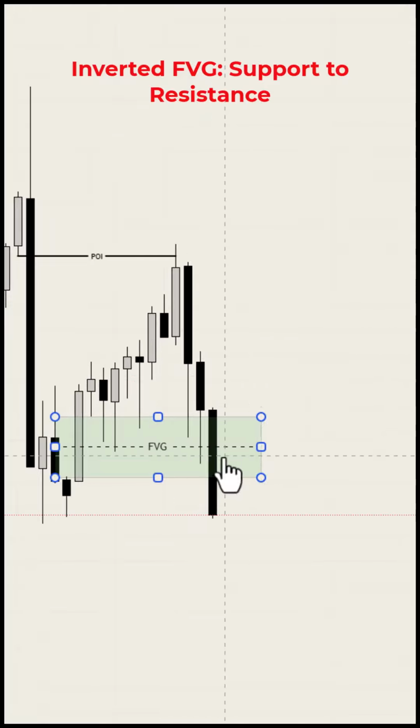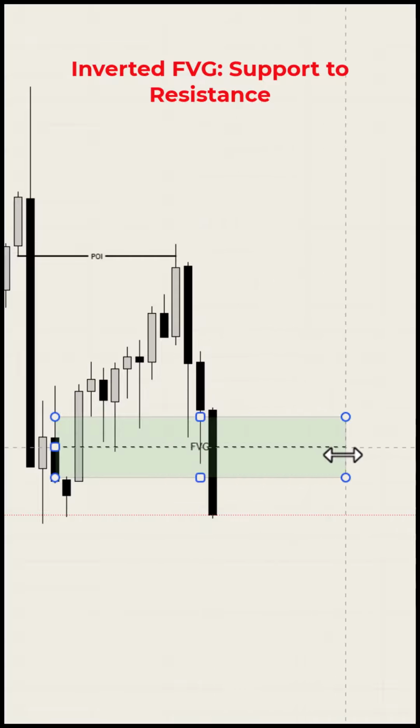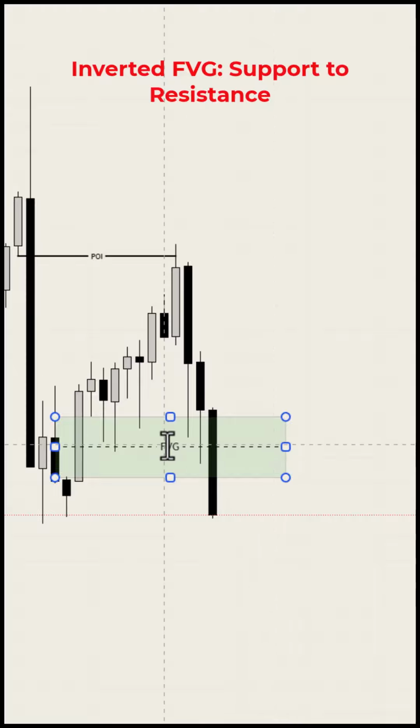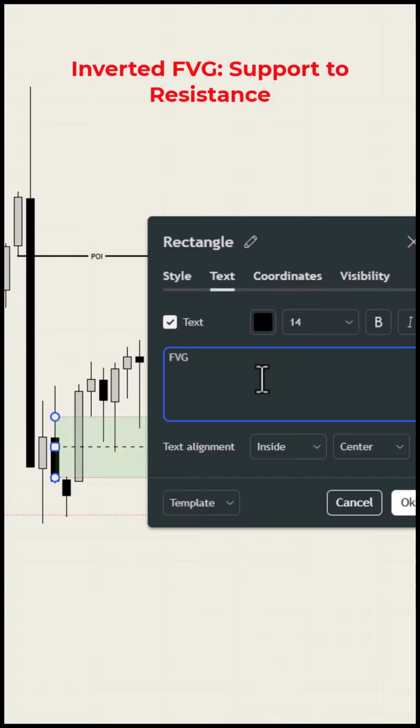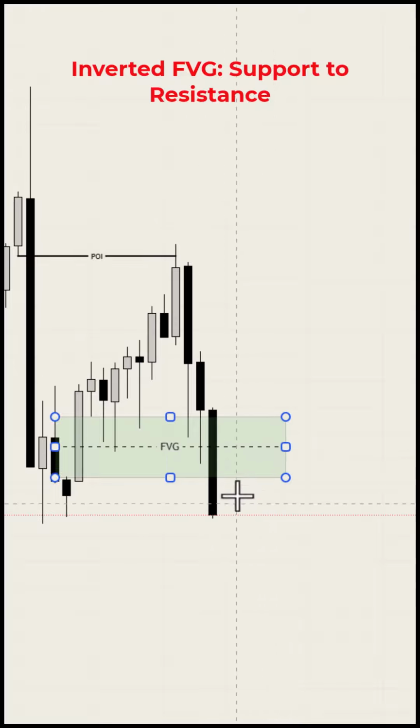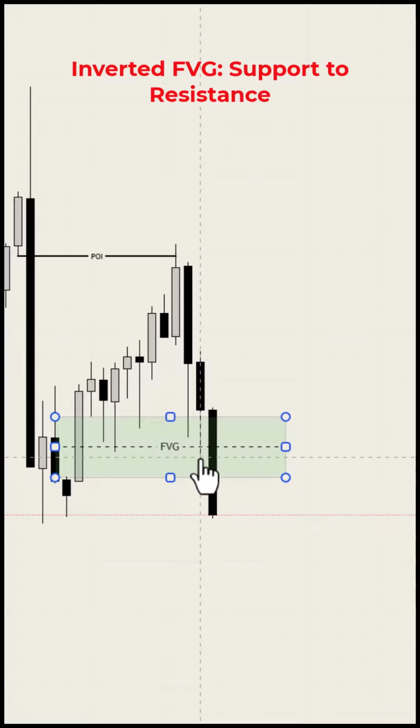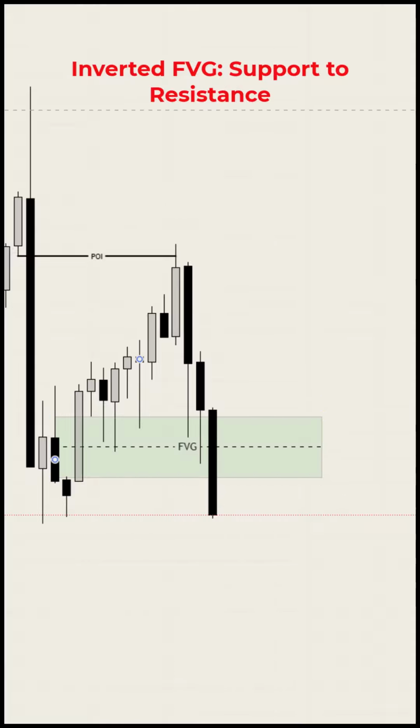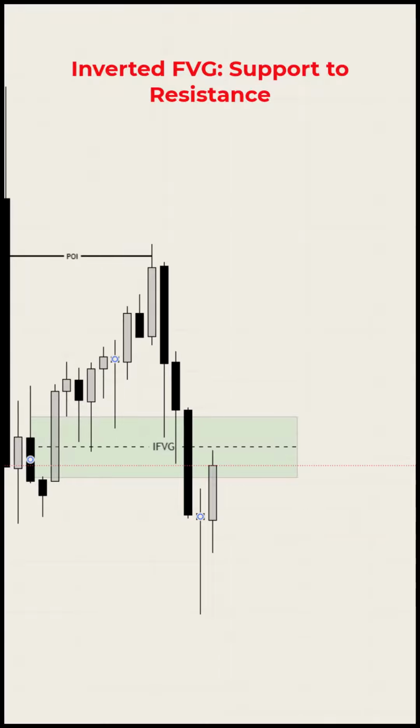Now we see price has violated the fair value gap. As soon as we see price violating this fair value gap, now this fair value gap has turned to an inverted fair value gap. You can anticipate price coming back into this fair value gap. So now all we need to do is to wait and see if price is coming to the area we marked.